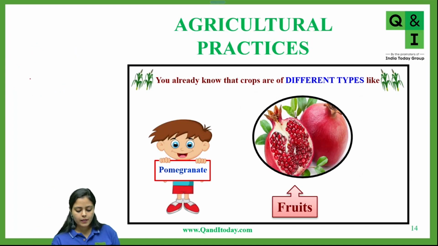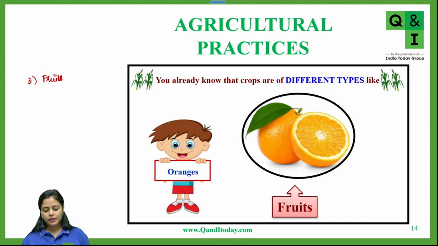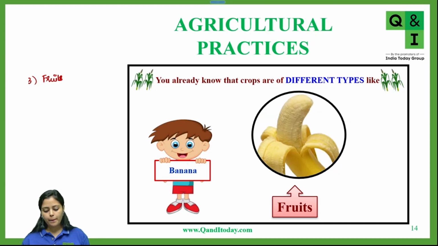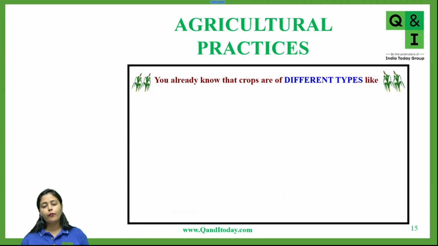The third is your fruits. Okay, so fruits are also grown as crops by the farmers. So fruits like, for example, pomegranate, which is anar, guava. Then you have oranges, banana, mangoes. Okay, these are all the different types of fruits.